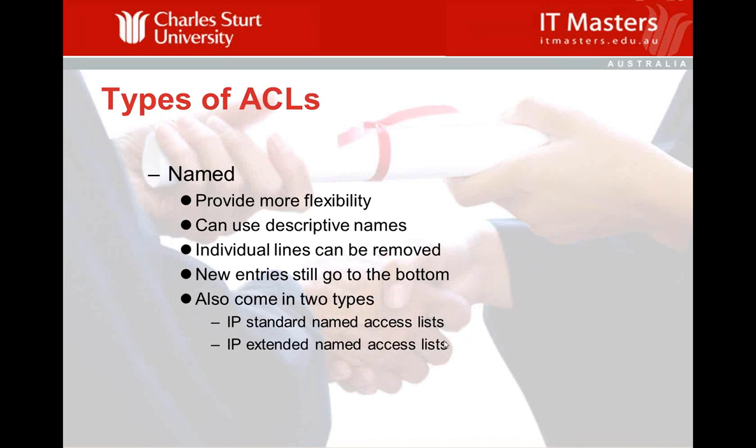Okay, then there's named access lists. They provide more flexibility. You can use descriptive names, so that's a good thing for your documentation. When you're reading through your access control lists, if you've got heaps of ACLs on your router, you might go, oh, ACL 100, what the heck is that for again? 101, what's that one for? Whereas you can actually give them descriptive names, so then it tends to make more sense.